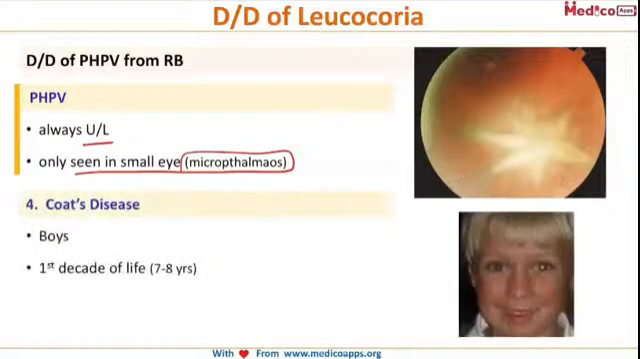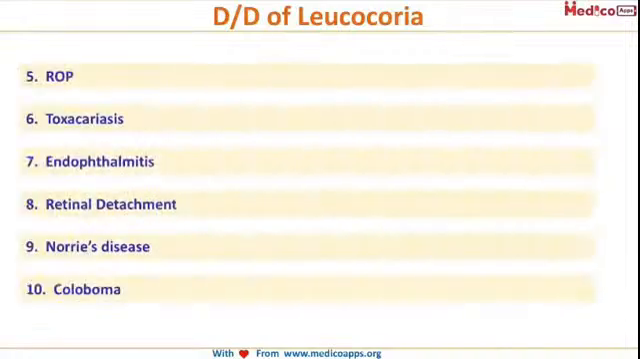Whenever the eye is very small, you have to suspect PHPV and not a retinoblastoma. The next condition causing leucocoria is Coats disease. Now, Coats disease is seen in boys in their first decade of life. This boy that you're seeing has Coats disease, and you see it in young boys. Boys wear coats. Okay, that's how you can remember. The other causes of leucocoria are retinopathy of prematurity, toxocariasis, endophthalmitis, retinal detachment, Norris disease, and coloboma.